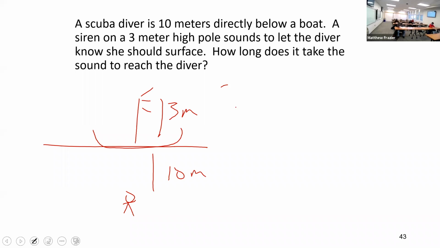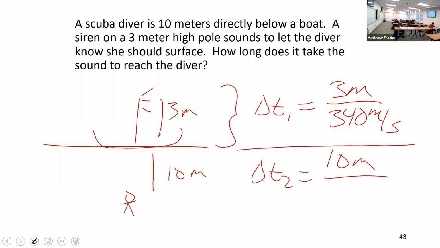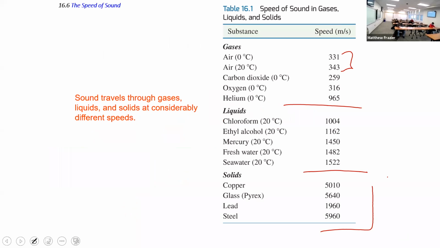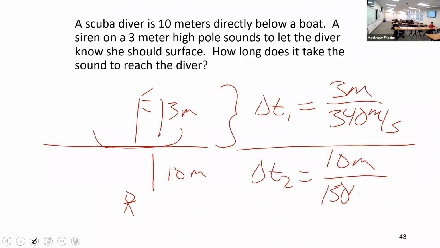We have to figure out this time, which is distance divided by velocity. So 3 meters divided by 340 meters per second. Then we have to figure out this chunk, how long it takes to go through the water. And that's 10 meters divided by, let's go back and find liquids, fresh water, we'll take 1,500. And then you would add those two times up and get the total.